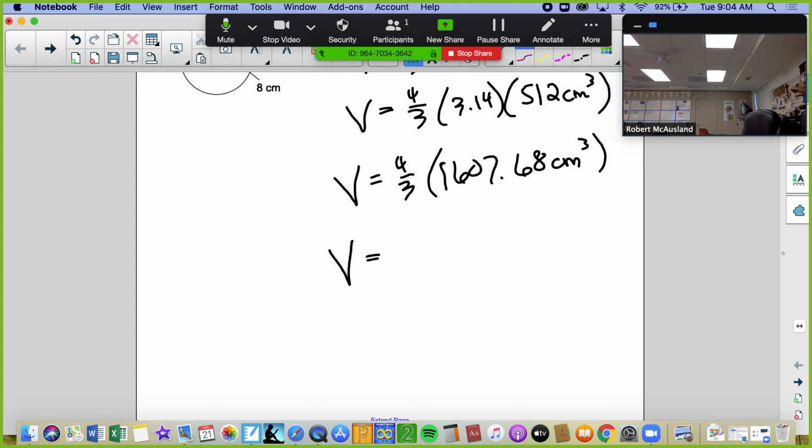I'm going to take that value, 1,607.68. I'm going to multiply it by 4, hit the equal sign, and then I'm going to divide by 3 and hit the equal sign. And that should give me 2143.573 repeating centimeters cubed. What I'm doing is multiplying by the numerator and dividing by the denominator. That's a nice, easy way of multiplying by a fraction that has a non-terminating decimal. All right? So that should be your answer.